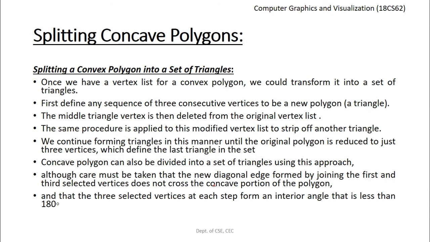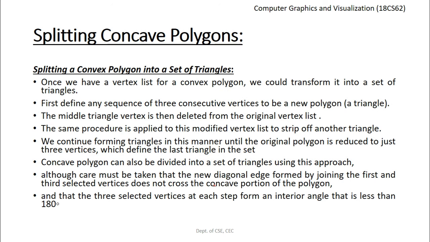A concave polygon can also be divided into a set of triangles using this approach, although care must be taken that the new diagonal edge formed by joining the first and the third selected vertices does not cross the concave portion of the polygon, and that the three selected vertices at each step form an interior angle that is less than 180 degrees.